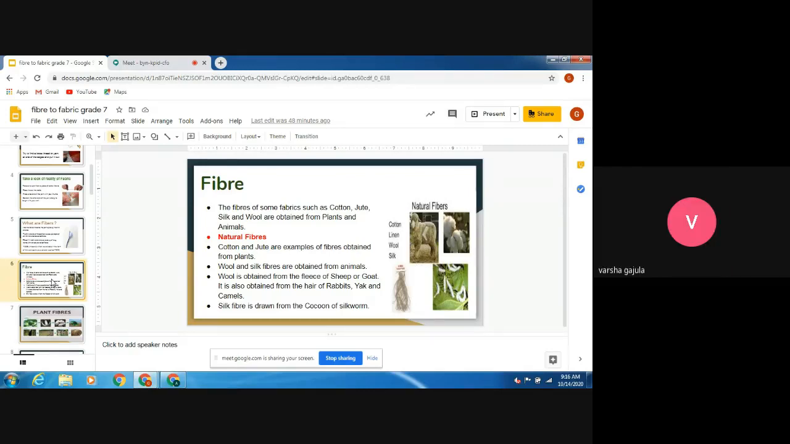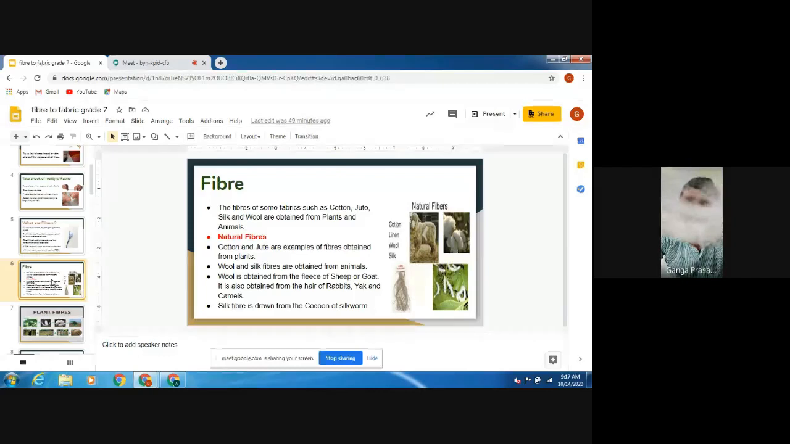Cotton. From this cotton fiber, if you observe, the cotton has small thin strands. Small, thin, narrow strands in it. See how small and thin it is. The small narrow structures are called fibers. So cotton is a fiber.